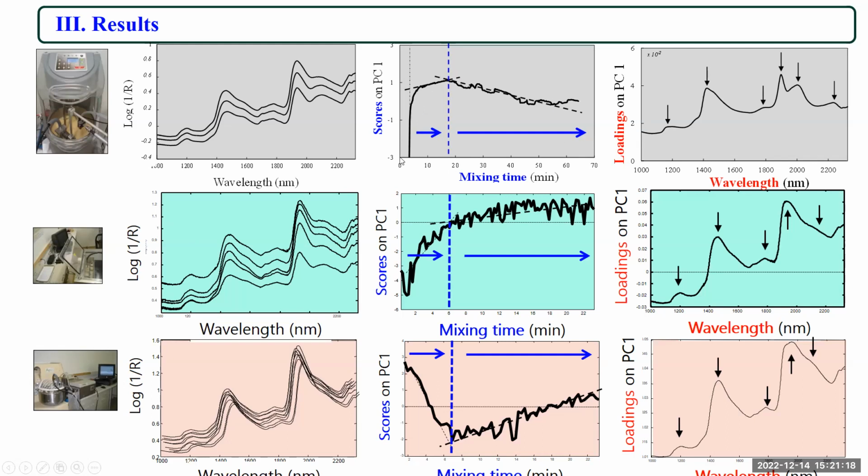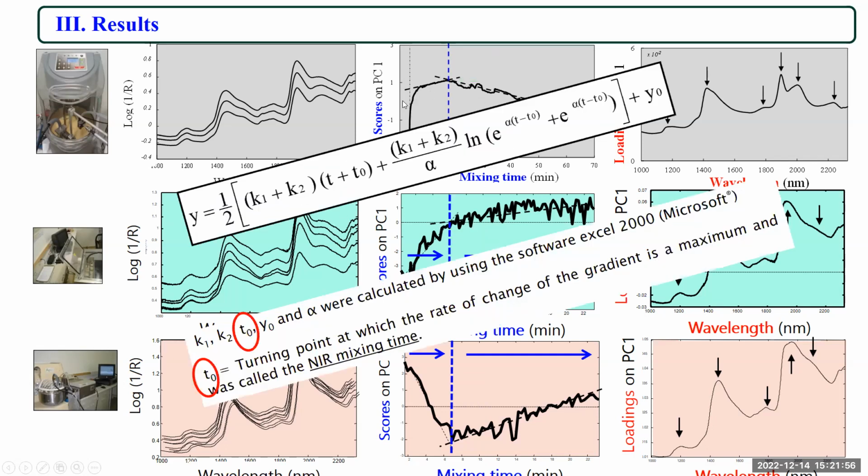If we look at the variation of the scores during the time, we can see that we have a curve for all the processes, and that we can identify a point where the rate of the evolution of the curves is changing a lot. And we identified those times as the best processing times to obtain the best final food products.